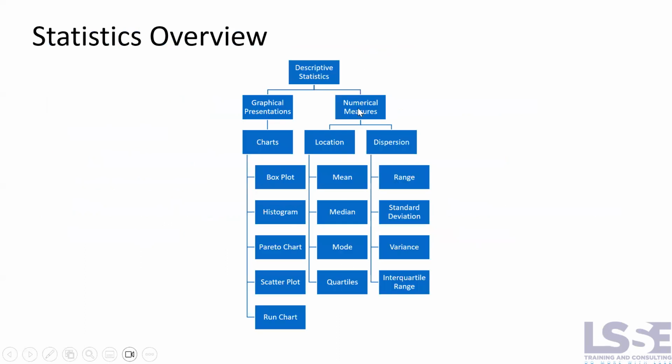Okay, so descriptive statistics will be part of the scope of yellow belt. We will cover next week the graphical presentation: box plot, histogram, Pareto chart, scatter plot, and run chart. Then we will discuss numerical measures, location and dispersion, and that's the focus for the remainder of this session, the numerical measures.